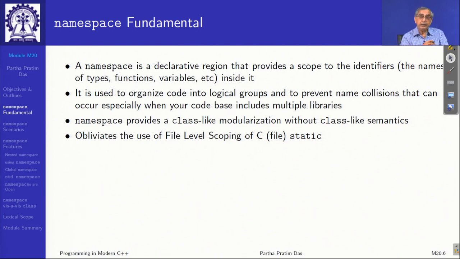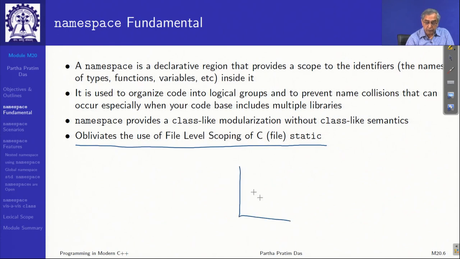Namespace provides a class like modularization, but without the semantics of the class, which creates a very strong paradigm where the file level scoping of C static can be avoided. You know, in C program file and therefore, in C++ program file as well, you can declare a variable to be static or a function to be static. What it means? That this is local.